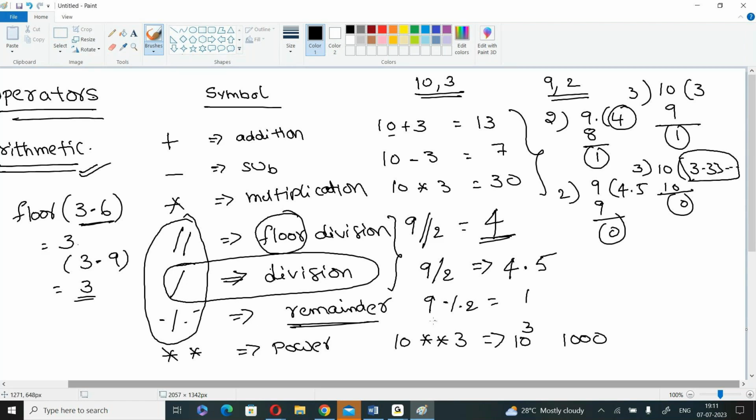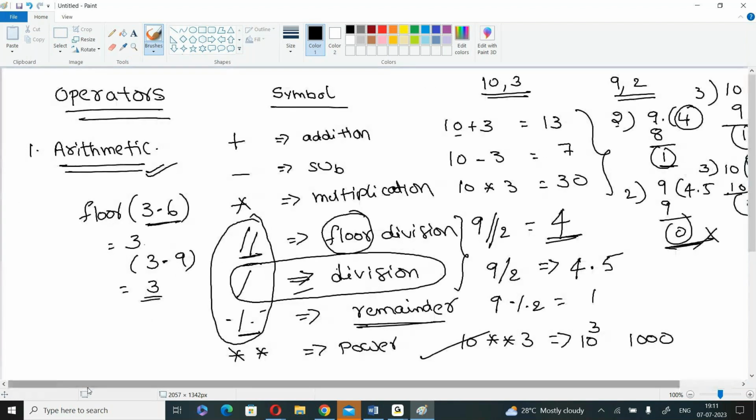9 % 2, if this division is performed, the remainder is 1. If the remainder is 0, there is no use. Always we get the remainder if the numbers are not divisible, as in floor division. So 9 divided by 2, we get quotient 4 and the remainder is 1. These are some regular arithmetic operations. Arithmetic means normal mathematical operations that we perform.